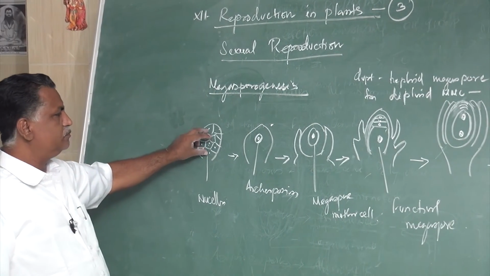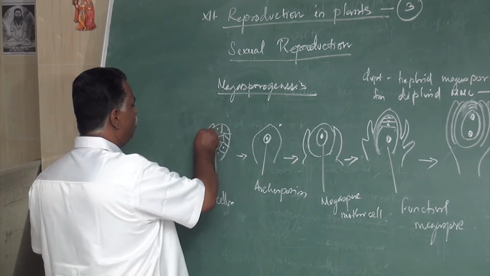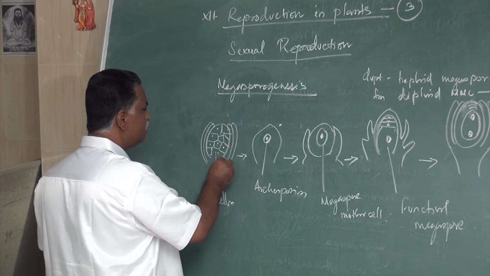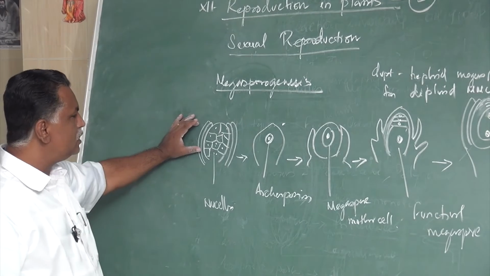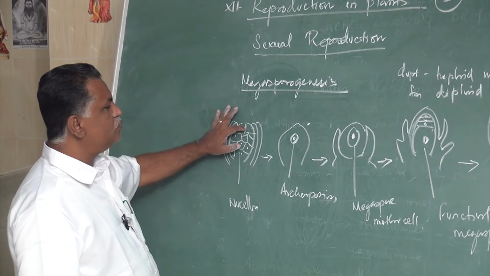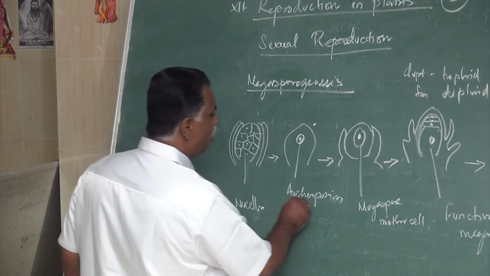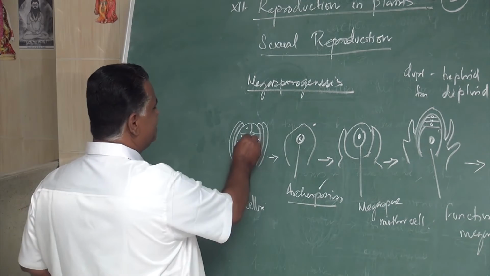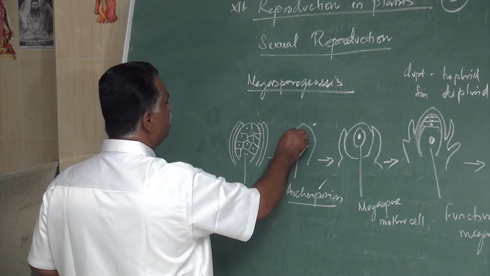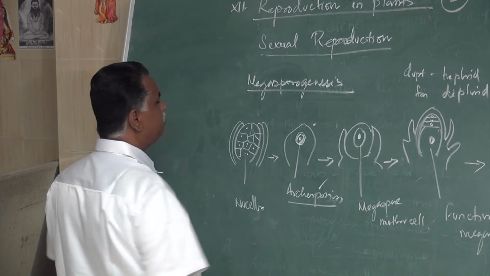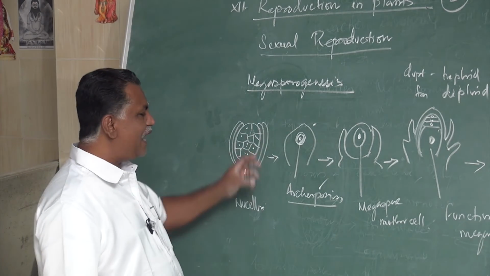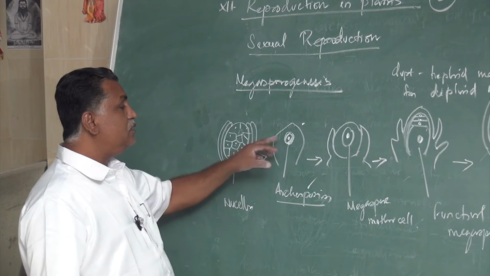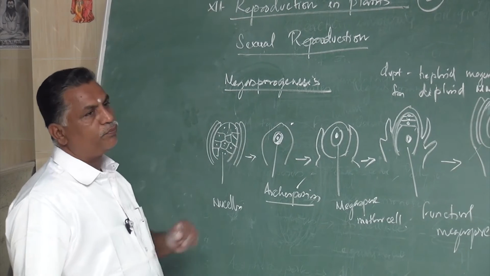See, this is nucellus. Nucellus is found inside the ovule, covered by integuments. During the time of megasporogenesis, a hypodermal cell of the nucellus called archisporium is enlarged, with a prominent nucleus and a dense cytoplasm. It acts as a functional archisporium or functional cell, and this is going to produce the megaspore.